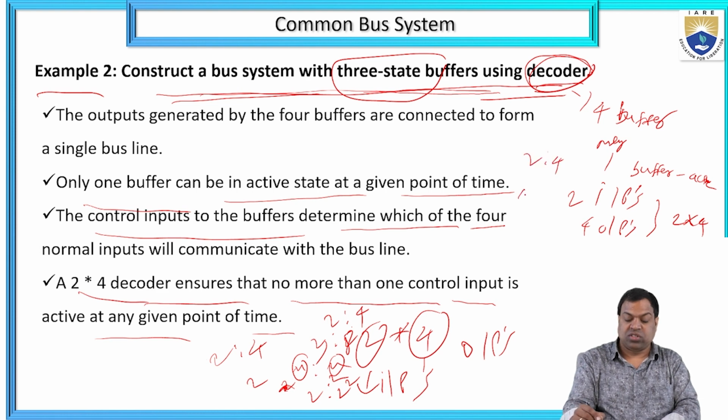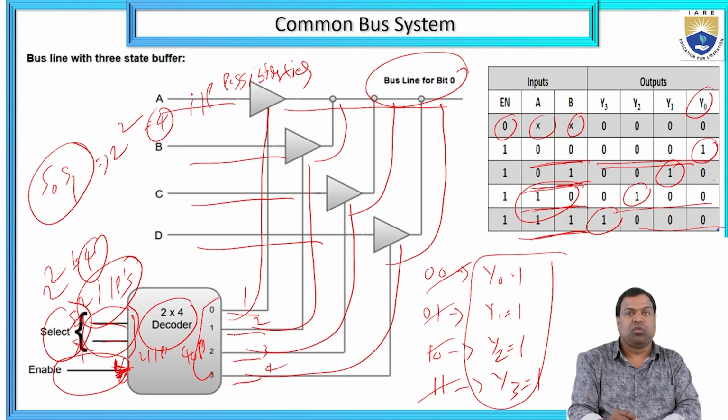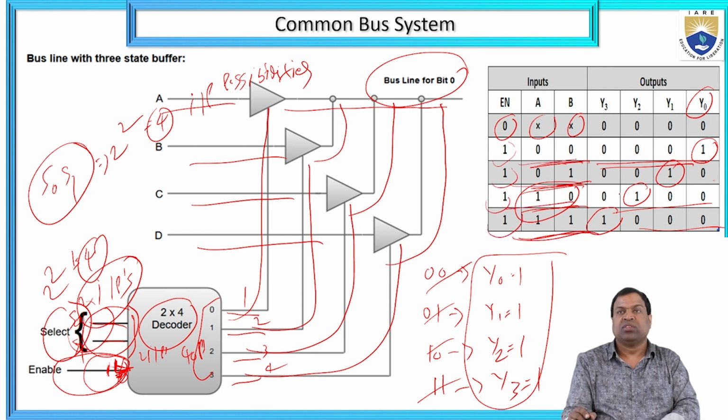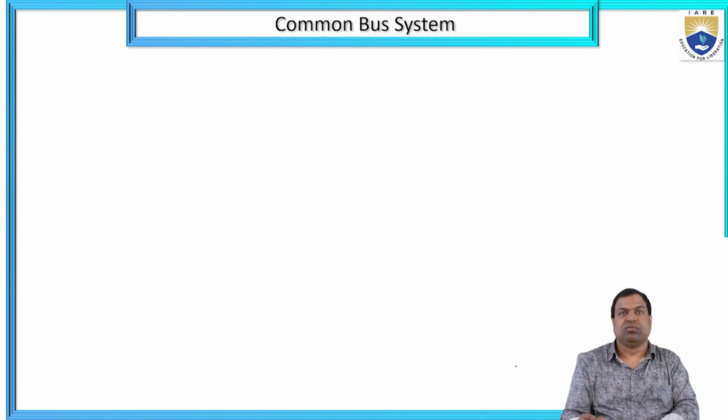A decoder uses one control input active at a given point of time. Here I am taking a 2 into 4 decoder, that is, two selection lines and one enable. Enable and disable: if it is equal to 1, enable; if it is equal to 0, disable. Here enable equal to 1, with inputs 0 0, 0 1, 1 0, 1 1. When it is 0 0, y0 equals 1; 0 1, y1 equals 1; 1 0, y2 equals 1; 1 1, y3 equals 1. It is a bus line for bit 0.